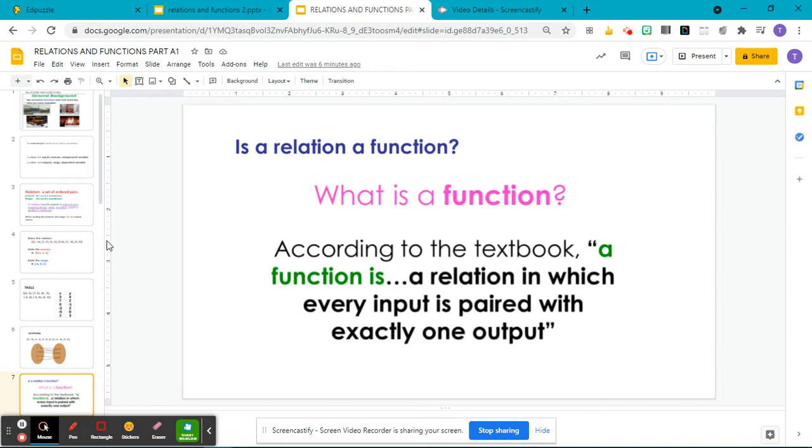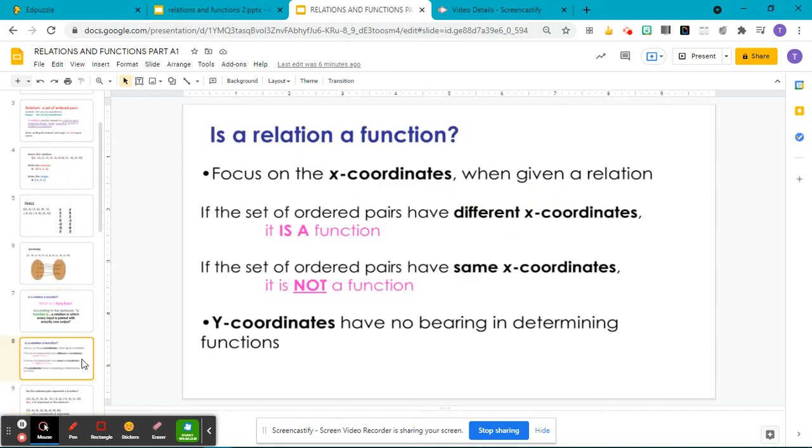In other words, when my x coordinates are all different, it is a function. But if my x coordinates happen to be the same, and we did some examples where they were the same, it is not a function. In other words, let me put it very simply. If x repeats, it is not a function. If the x value is repeating, it is not a function.